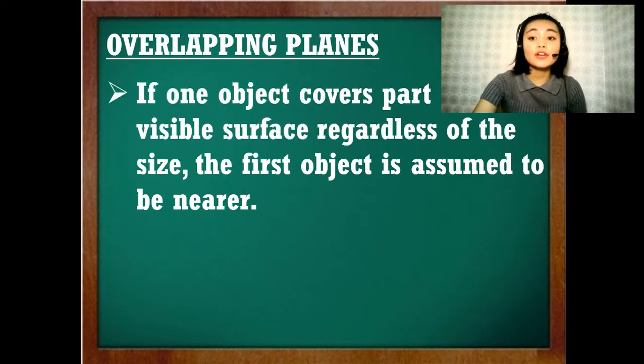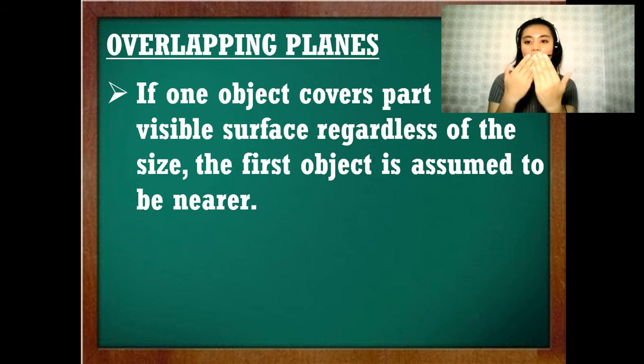Next, we have overlapping planes. So, madali lang to. If one object covers part of the visible surface, regardless of the size, the first object is assumed to be nearer. So, it just means that we have overlapping planes, 'di ba?